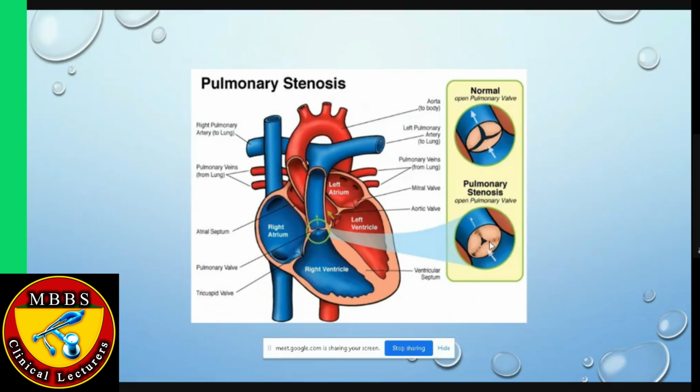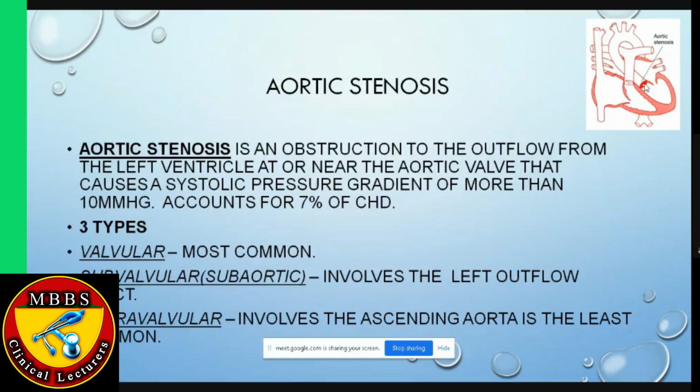Then there is also a condition which leads to aortic stenosis. That means the narrowing is in the lumen of the aorta, and definitely there is an obstruction of the outflow, because the aorta carries the pure blood which is coming from the left ventricle.